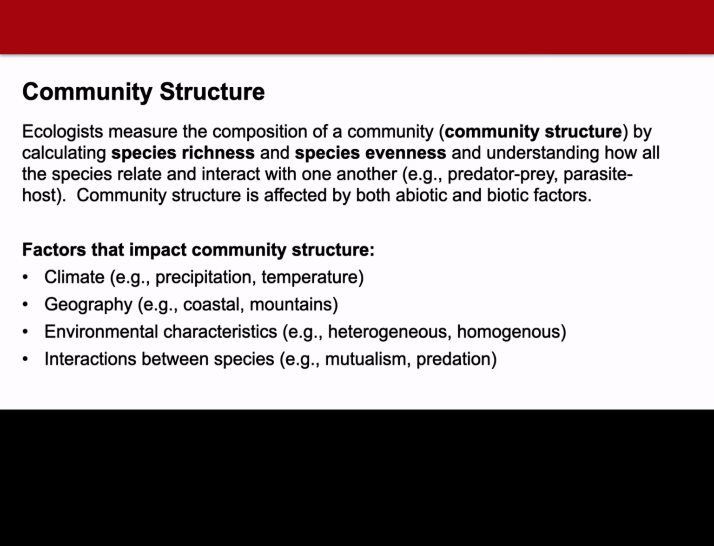Community structure tells us which species exist in a community, how many there are, and how they all relate and interact with one another. Community structure is influenced and determined by both abiotic and biotic factors. These include the climate of the community, as different species can survive in different climatic conditions. The geography of the community, where the community is located, will dictate how many species it can support, such as a small island versus a large continent. The environmental characteristics of the community: is it very heterogeneous, or is there a lot of variation within the environment? And the interaction between the organisms, which we've already discussed in great detail.